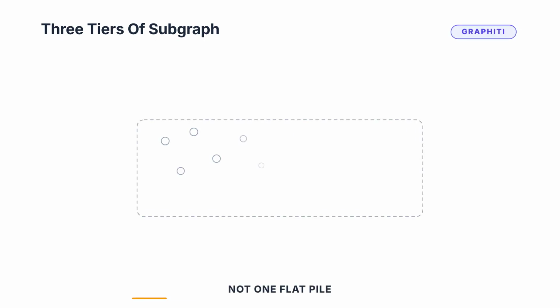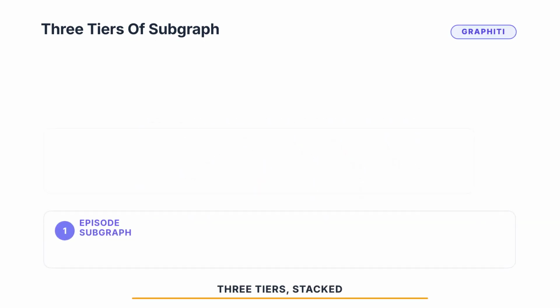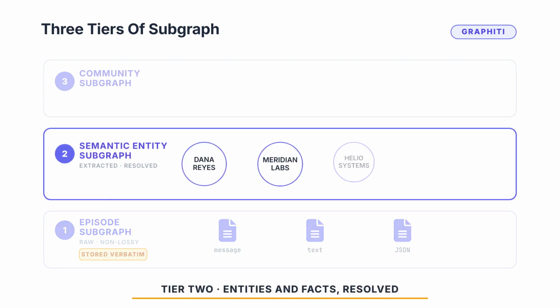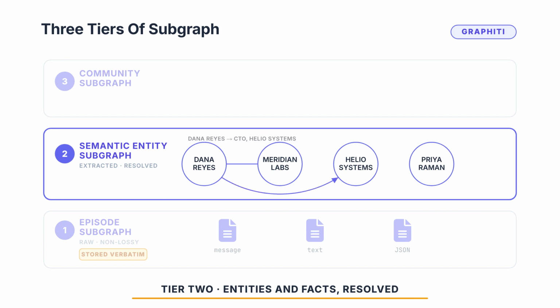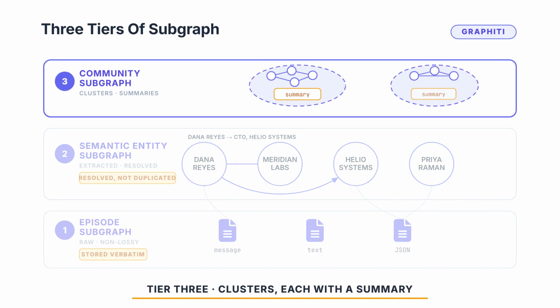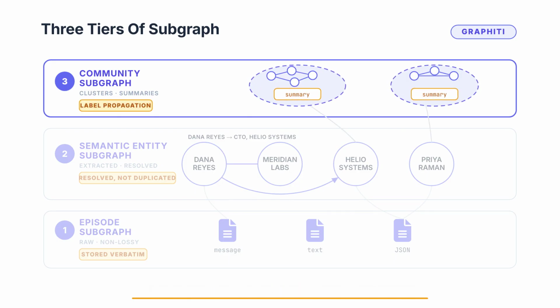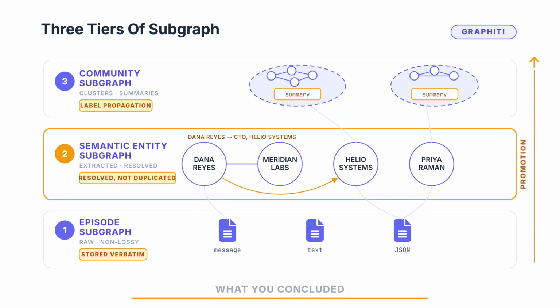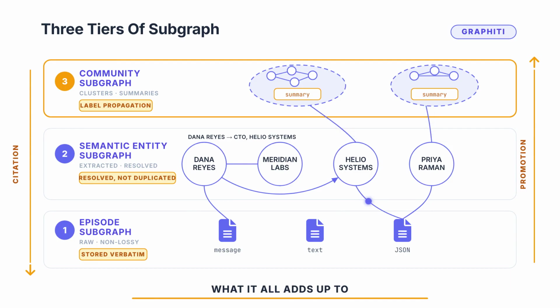The graph is not one flat pile of nodes. It has 3 tiers, stacked. At the bottom, the episode subgraph, raw input, untouched. Above it, the semantic entity subgraph, the entities and facts pulled out of those episodes and resolved against what you already hold. And at the top, the community subgraph, clusters of strongly connected entities, each carrying a summary. Bottom tier is what you were told. Middle tier is what you concluded. Top tier is what it all adds up to.